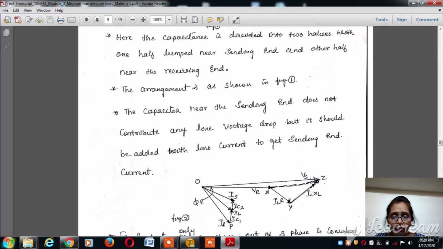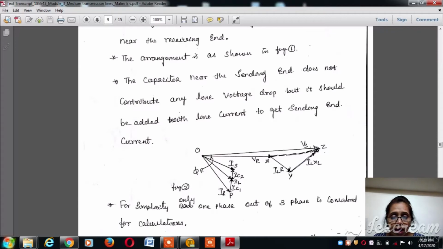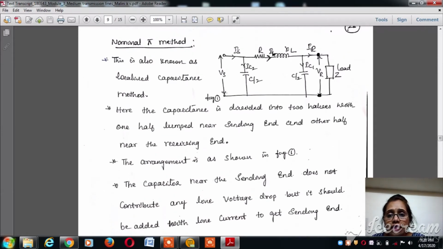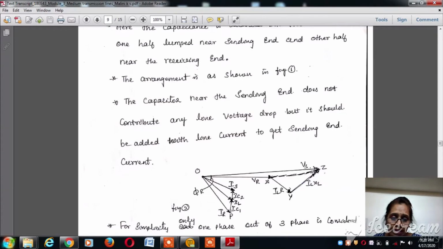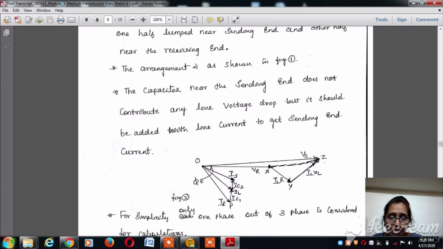So here when we see this phasor diagram, the summation of IL and IS gives us the current IC2. In other words, we can say that the IC2 and IL constitute the total current IS. Similarly, IC1 is nothing but the summation of IR and IL. So let us consider this point as P.